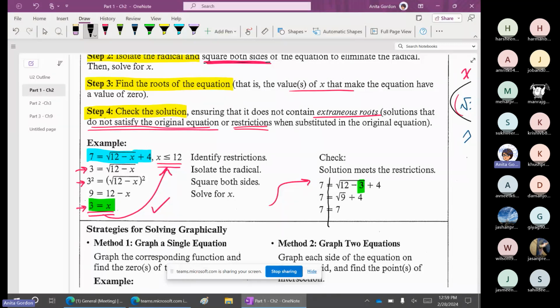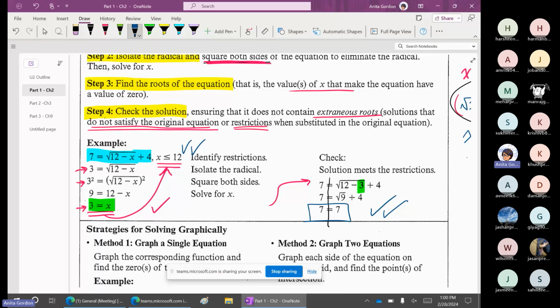And then we solve the right side, and you can see here the steps. 12 minus 3 is 9, square root of 9 is 3, 3 plus 4 is 7. And if both sides agree, then we have a valid solution. So it must respect the restrictions, and it must give us the same answer on both sides of the equation when we do it mathematically or algebraically. So this is a valid solution.